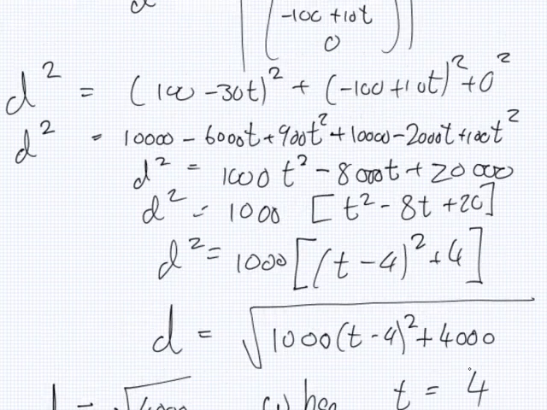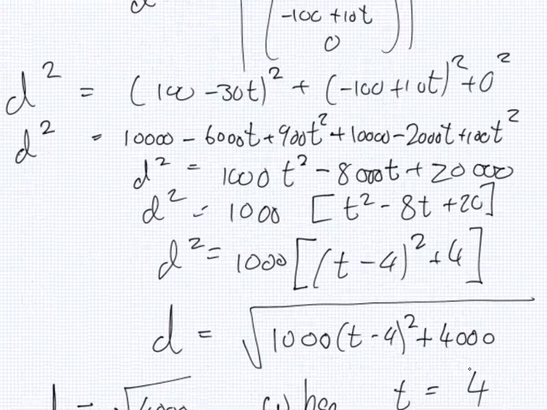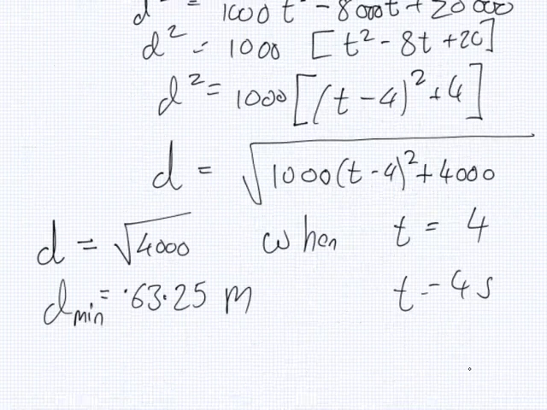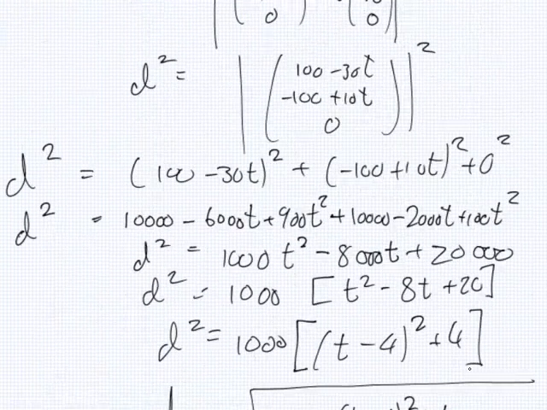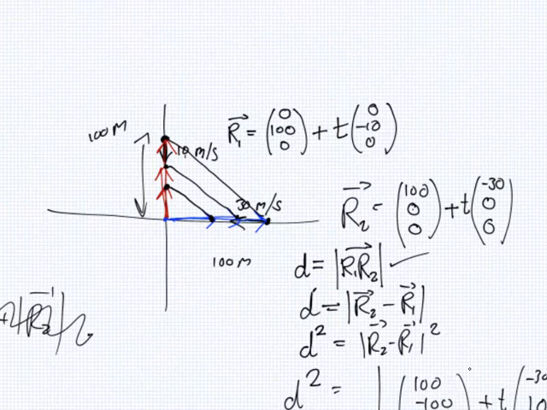So let's just go back to the picture. The cars will be the closest they'll ever be to each other is 63 meters. At the beginning, how far apart are the cars?